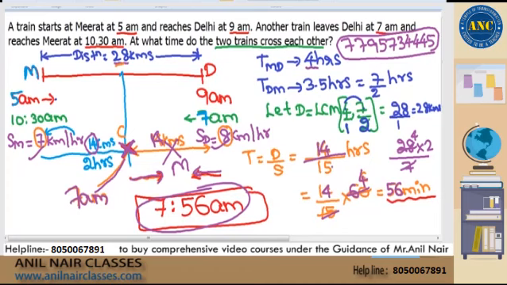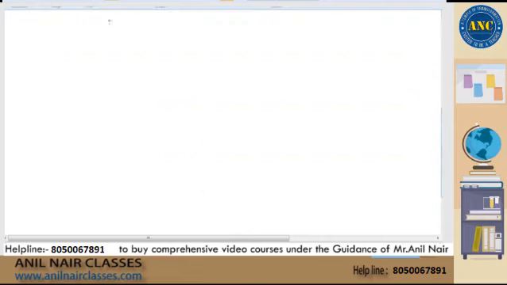Pushpak asks: sir, in the last problem you took cross multiplication of two distances. Why not use the proportionality concept? Now, I hope Anil sir has already explained. You can use the proportionality also, Pushpak. Suppose, now, a simple way of answering your question. Everything we are doing is nothing but cross multiplication or proportionality.